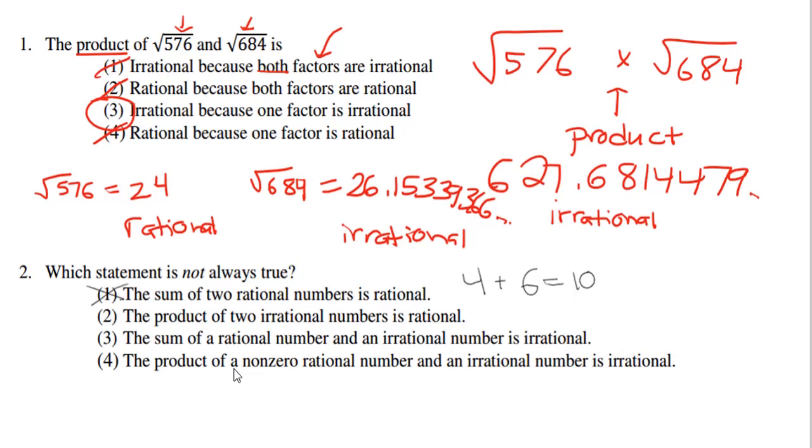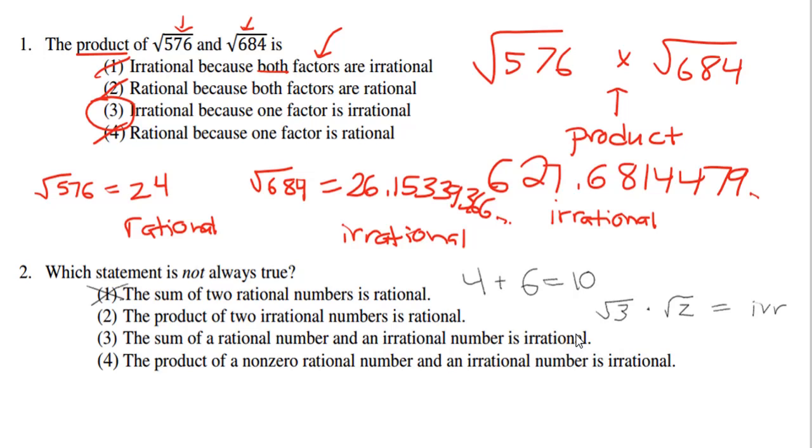We want to know which one's not always true. The second one, the product of two irrational numbers is rational. Again, if I think of an irrational number like the square root of 3, and this time I'm talking about product, and I multiply it by the square root of 2. Is it going to be rational? No, it's not. It's going to be irrational. So I'm going to wait on that one. How about the next one?